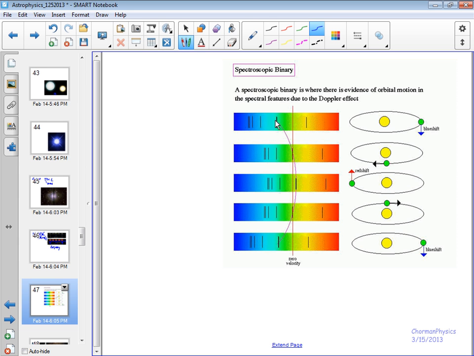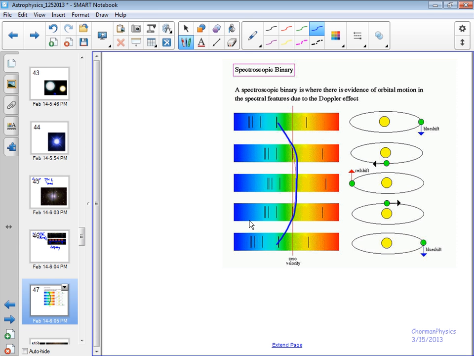You can see here, following the same spectral line throughout this entire graph, it goes from blue shifted, to not shifted, to red shifted, back to the center where it's not shifted, back to blue shifted. So this is evidence of orbital motion, that there's one star moving around another. Those are the three different types of binary systems that you have to know.